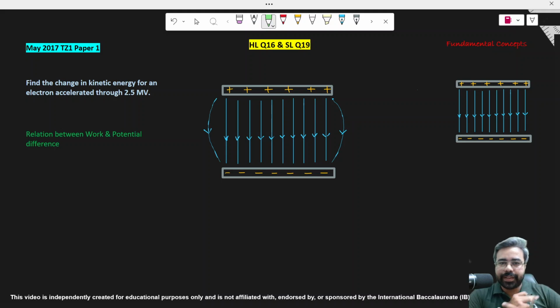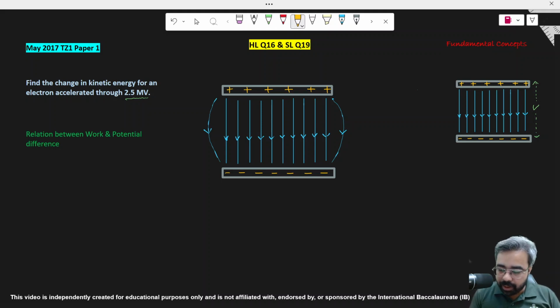Hi, this question is about the motion of a charged particle in a uniform electric field. But first of all, how is a uniform electric field produced and what does it look like? In a fundamental concept, if you maintain a constant potential difference between the plates, just like in our question, where 2.5 megavolts, 2.5 million volts, is maintained constant between the plates, then you can produce this uniform electric field.